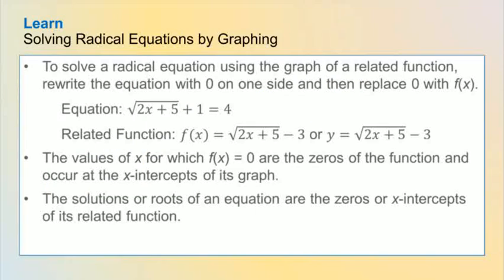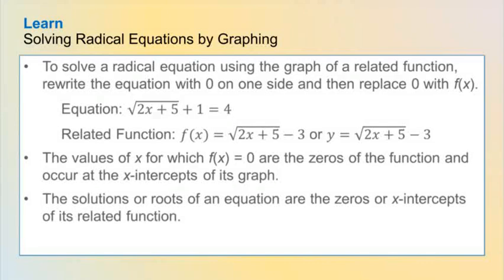Next part of our lesson, solving radical equations by graphing. To solve a radical equation using the graph of a related function, rewrite the equation with 0 on one side and then replace 0 with f(x). So the equation square root of x plus 5 plus 1 equals 4 can be rewritten by subtracting 4 on both sides, giving square root of x plus 5 minus 3.